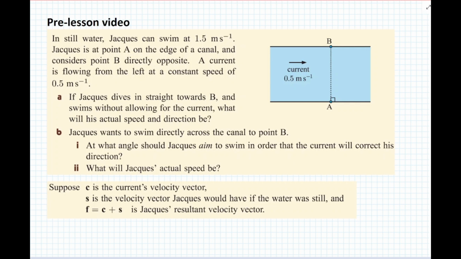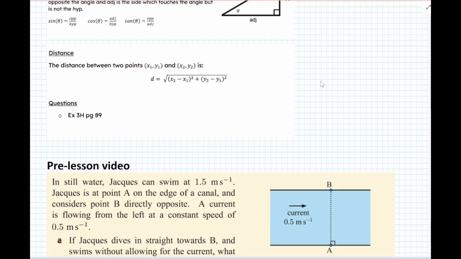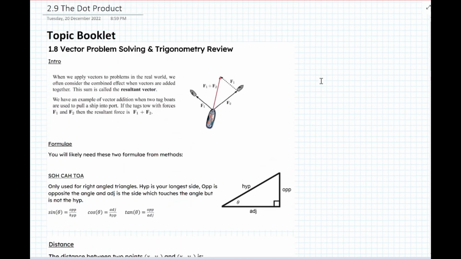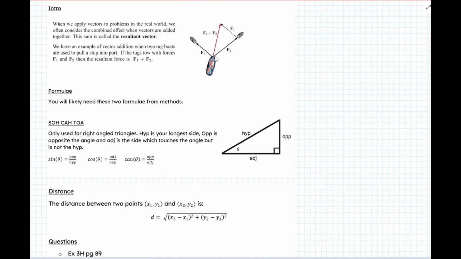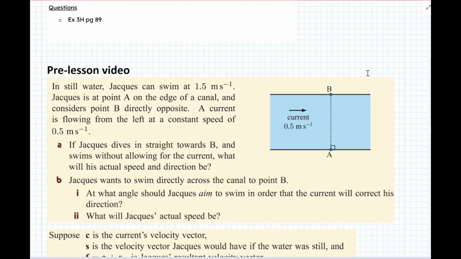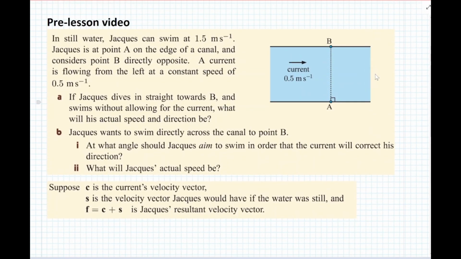Okay, in this video we're doing vector problem solving, and it could be a situation something like this where you've got a current pushing you right while you're trying to swim forward, or it could be a situation like if you're flying in an airplane and you've got the wind blowing you or something like that. So this is sort of what it looks like, and then we're going to be using a lot of trig and distance formula in there. But at any rate, let's go over this and then we'll see if we can solve the problem.